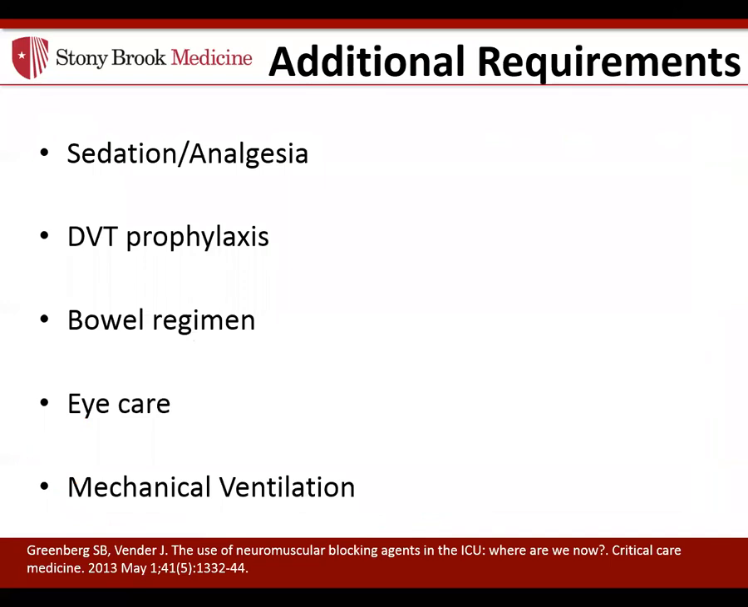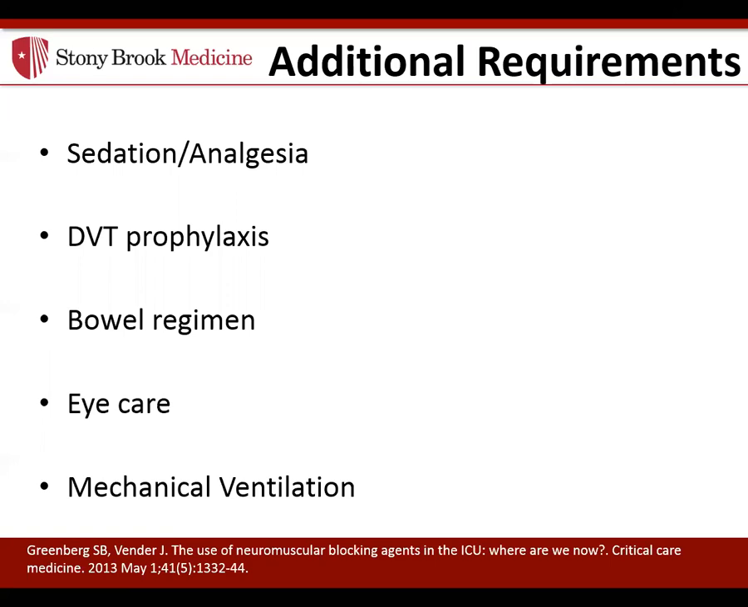So in addition to sedation titration and train of 4 monitoring, these patients should also have orders for DVT prophylaxis. They should also have a bowel regimen and eye care on board. The reason for eye care is that neuromuscular blocking agents actually impair the ability to close your eyelid. That predisposes patients to developing ulcerations, infections, and even scarring of the cornea. So because of that, eye care in the form of petrolatum or ocular lubricants should be ordered for these patients.